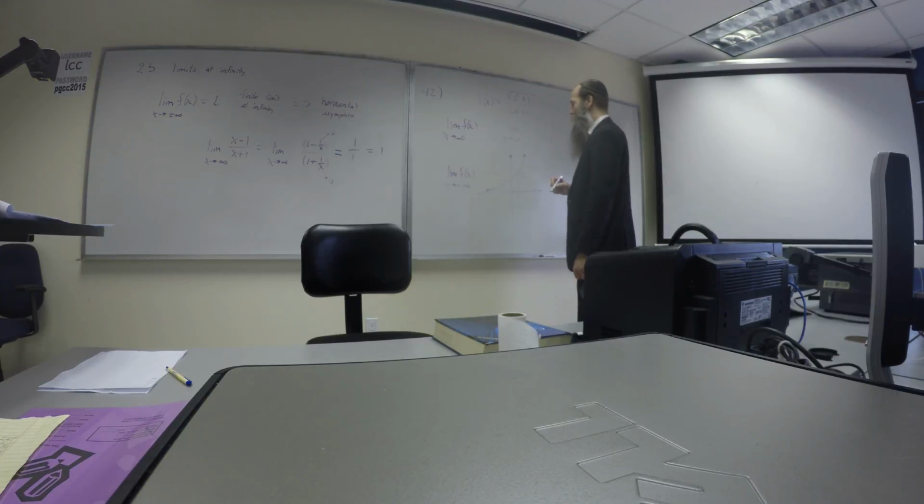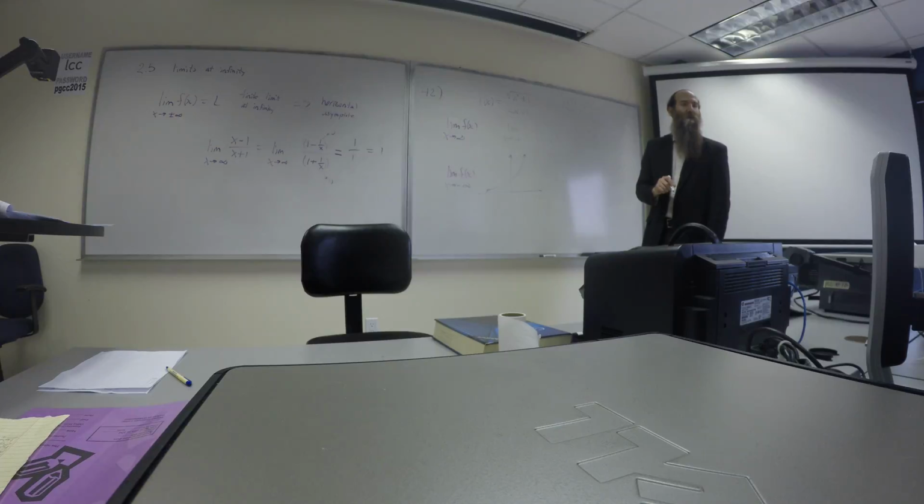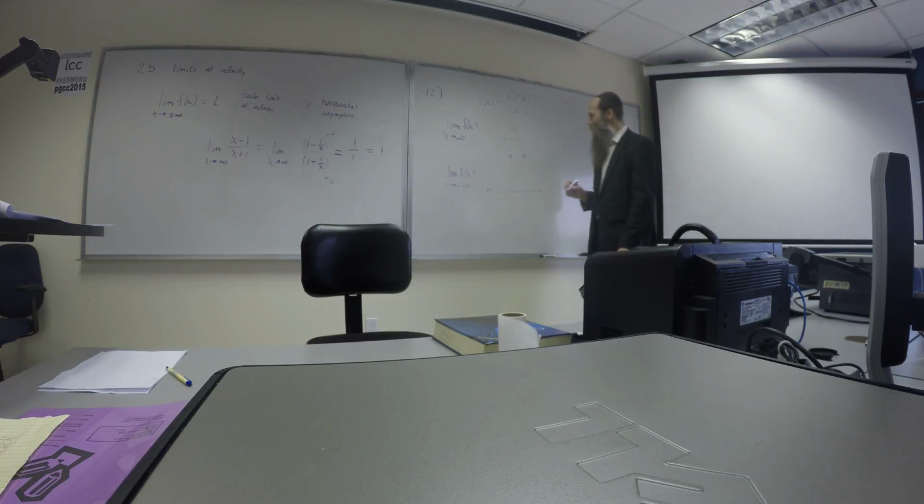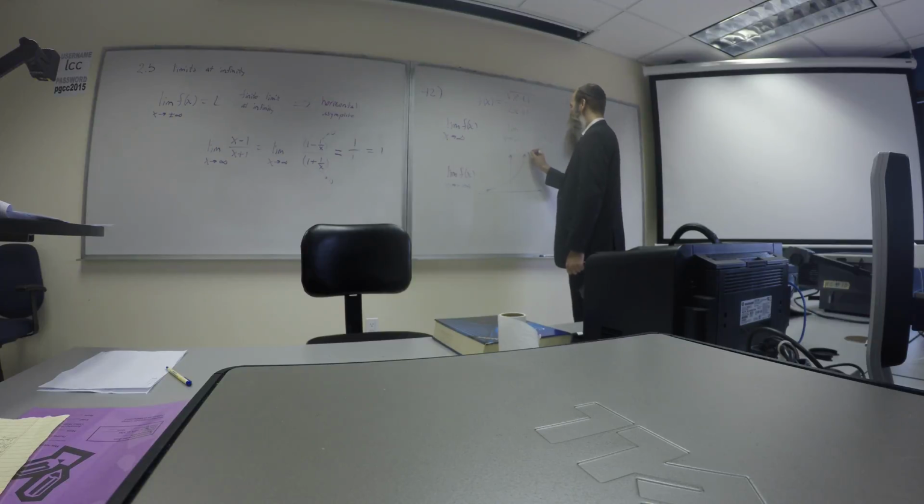What function have I just drawn? Is that an exponential function? Some sort of exponential function. Good answer. I'm going to call this e to the x in this case. Okay? It crosses at 1. It has a horizontal asymptote.